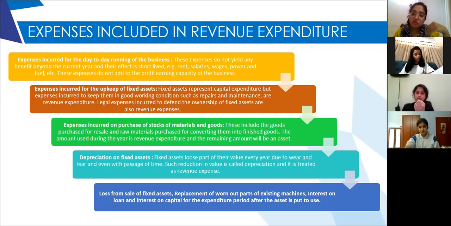Clear? Loss from sale of fixed assets, replacement of any worn out parts, that also comes under what? Revenue expenditures. Interest on loans, interest on capital for the period after the asset is put into use. Whenever I'm putting the asset into use, a certain amount of it is being lost, a certain amount is being depreciated. All this comes under which expenditure? Revenue expenditure.